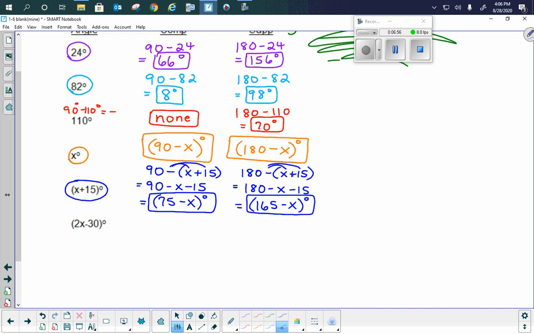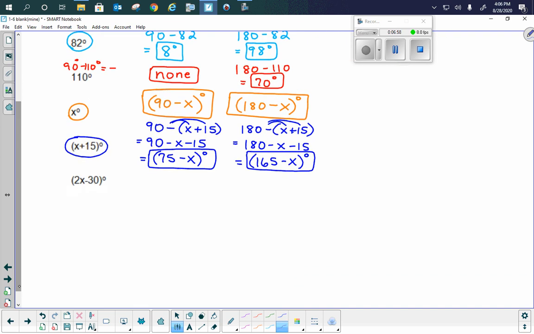Right? And then the next one, again, same process. So if I'm going to go with 90 minus the quantity 2x minus 30. Next step of distributing, 90 minus 2x plus 30. Combine like terms. And now you've got 120 minus 2x, which doesn't simplify any further. So put your quantity, degrees, and you are finished with the complement.